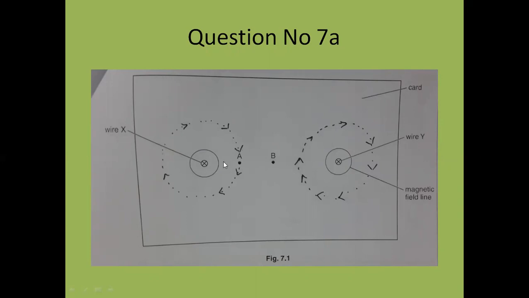But when you look at the middle of wire X and wire Y, you see the direction of the magnetic field here is downward, and here it is upward. So they are in opposite directions. The current in both the wires is the same, so they are at equal distance. This B is the midpoint between them. The current in wire X and the current in wire Y produce fields that are opposite and equal in magnitude. So here there will be no magnetic field.